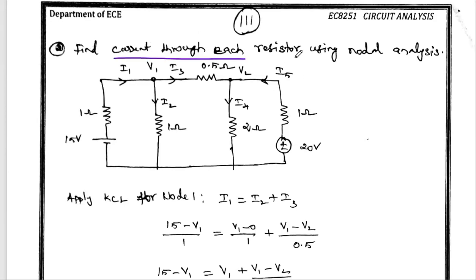Now we will look at the question. Find the current through each resistor using nodal analysis. Here this is the given circuit, the same circuit. We may solve this circuit using mesh analysis also, but here the question mentions the method as nodal analysis. So we have to solve this circuit using nodal analysis.